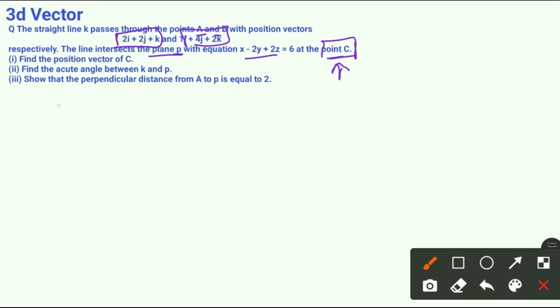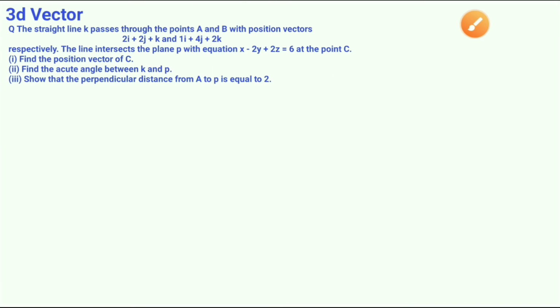Then after that, find the acute angle between K and P, between a line and a plane. That's a new thing for you. And show that the perpendicular distance from A to P is equal to 2. The perpendicular distance between a point and a plane must be 2.